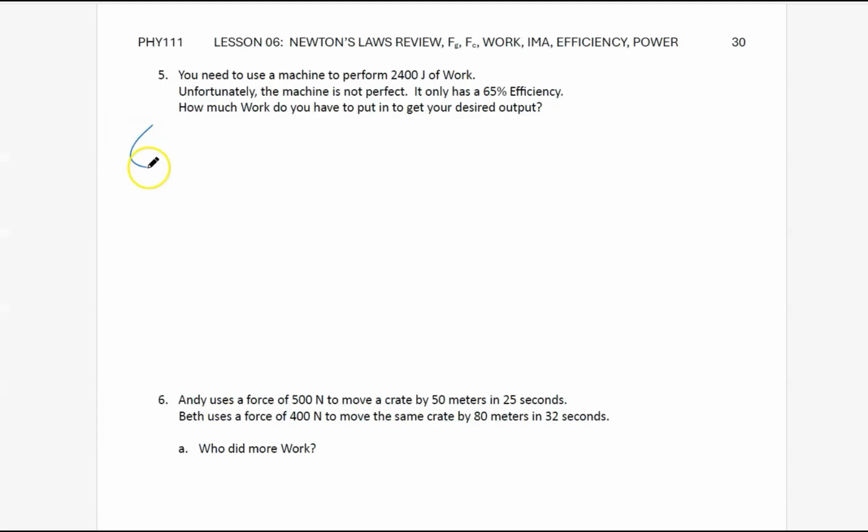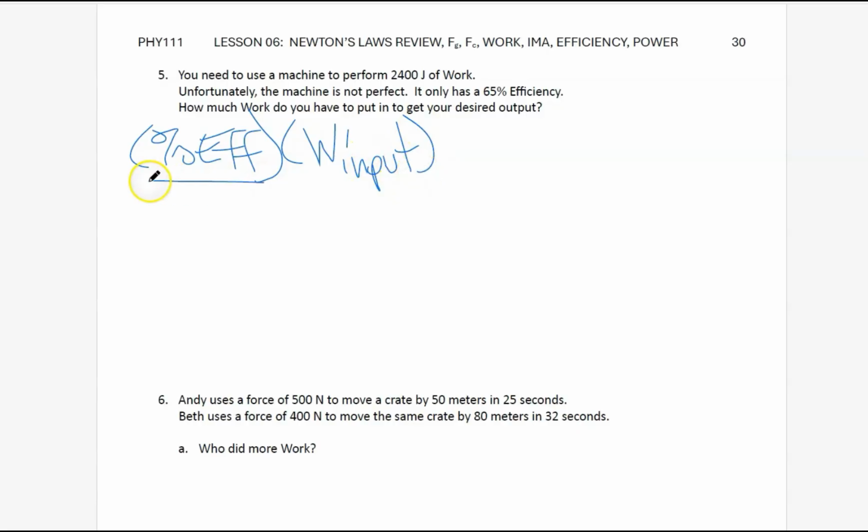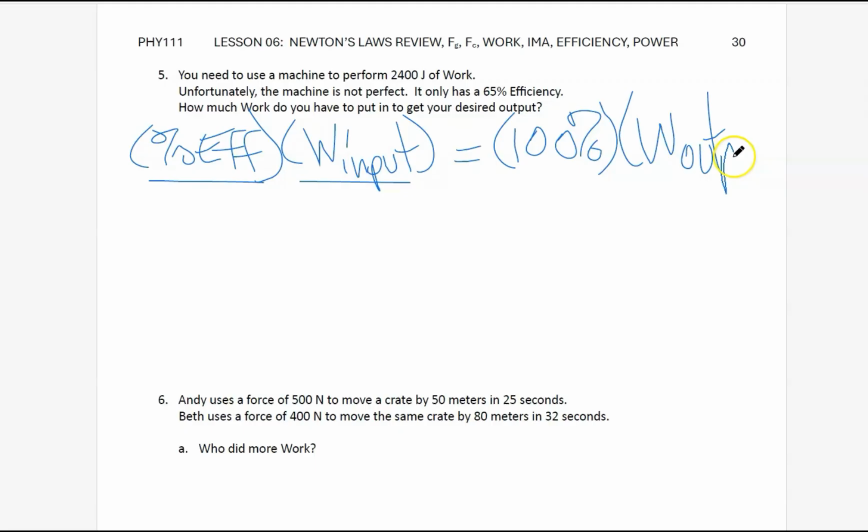It's the percent efficiency that the machine actually is times the work you put in, the work input. In other words, only this percent of the work you put in will equal 100% of the work you get out. So the formula literally says exactly what's happening. So now you plug in the numbers you know.